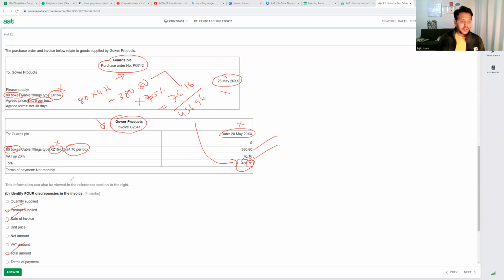And the terms of the payment. On the order, the terms were net 30 days. So I'm going to pay within 30 days. But on the invoice, I can see it's net monthly. Even though it's better, net monthly means you pay at the end of the next month, at the end of the following month. But of course, it is not matching. So there is a problem. So we said yes, the terms of the payment do not match between the order and the invoice. So these are the 4 discrepancies. Very simple. All right, let's move to the next one then.